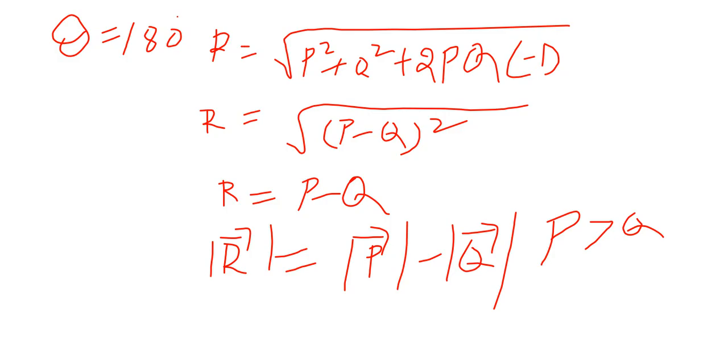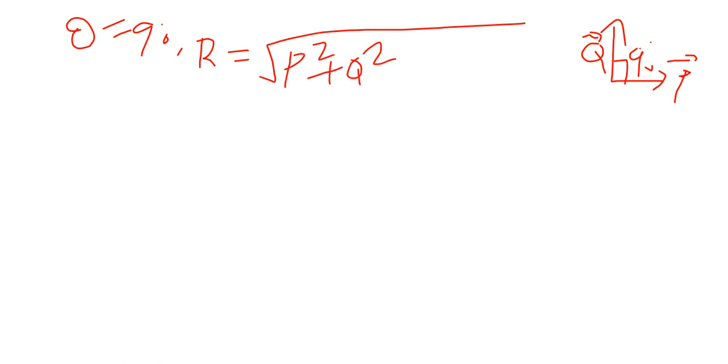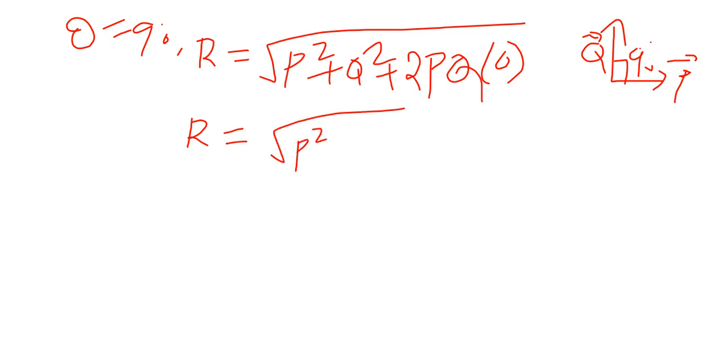Next condition is when these two vectors are perpendicular to each other. These two vectors are perpendicular when the angle between them is 90 degrees. So then R is equal to root over P square plus Q square plus 2PQ cos 90, which is 0. So R is equal to root over P square plus Q square.